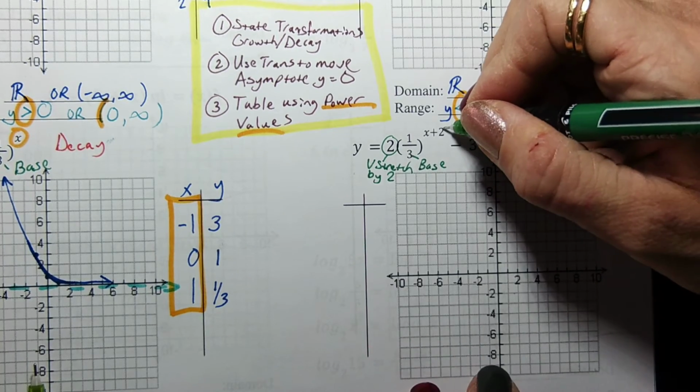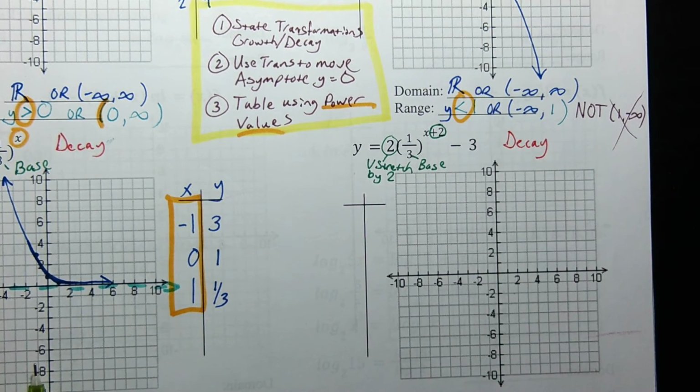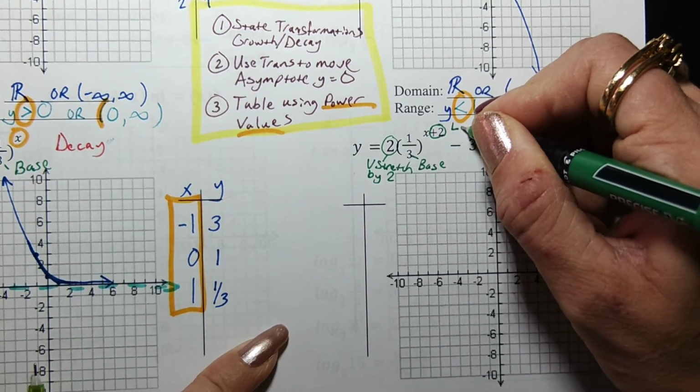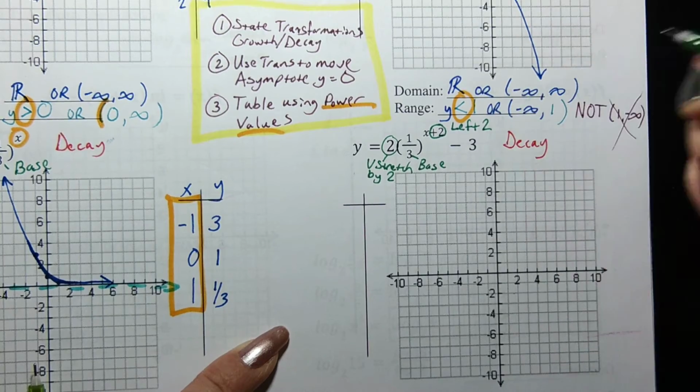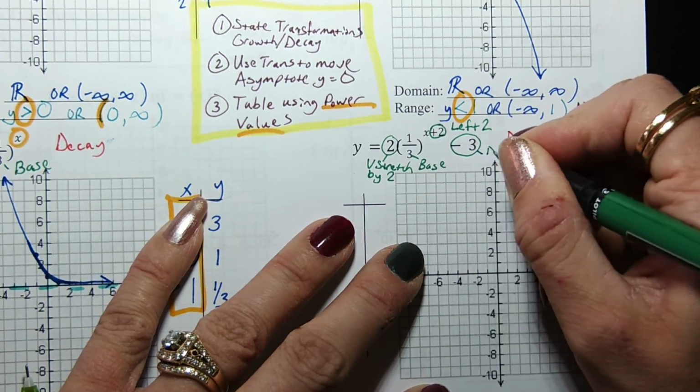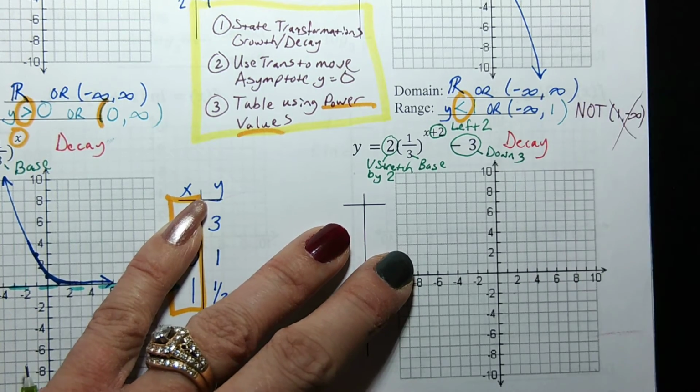Okay, now here's the tough one. We've got a plus 2 on the inside with x. Those inside ones, we cross our eyes, and they do the opposite of what we would think for that sign. So a plus 2 is going to move us left 2. And what about that minus 3 on the outside? Down 3.